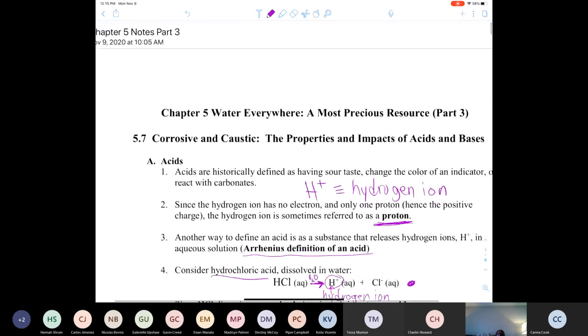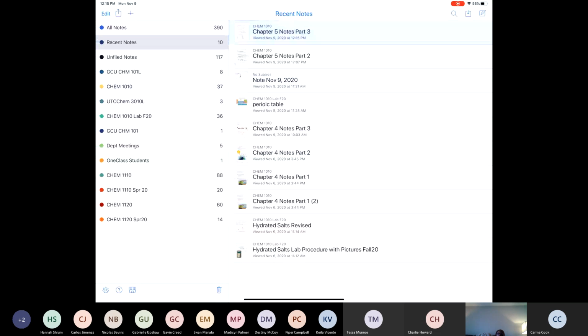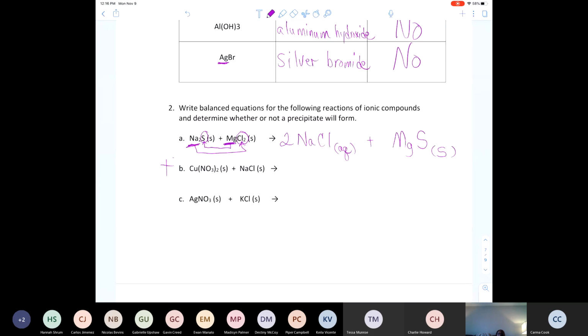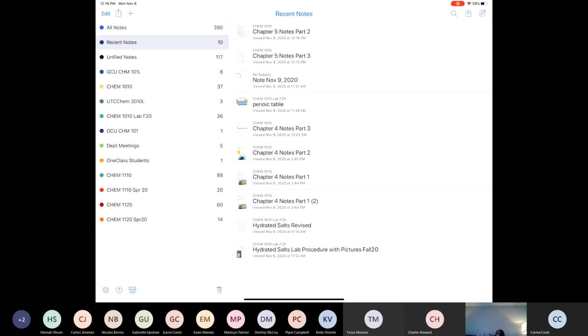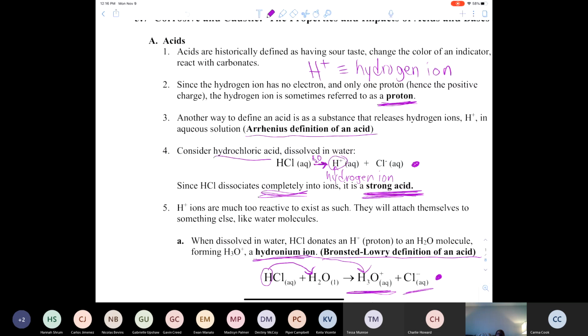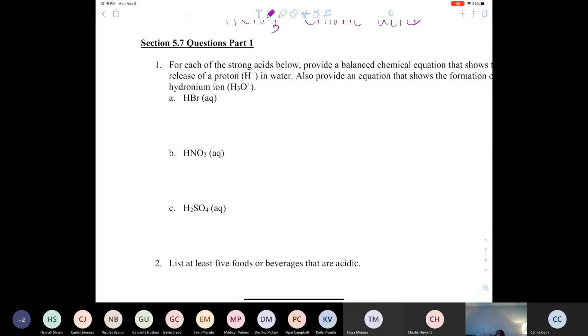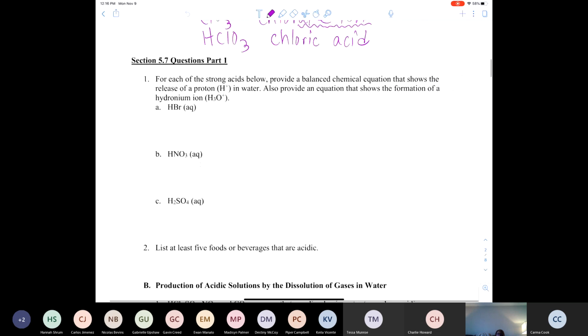So in addition to part 2 of the notes, I asked you to finish up question 2, parts B and C. So we'll discuss the solutions to those first thing on Wednesday. And then in part 3 of our notes, I want you to take a look at questions 1 and 2. For question 1, we're asked to provide a balanced chemical equation that shows the release of a proton H+ in water. Also provide an equation that shows the formation of a hydronium ion.